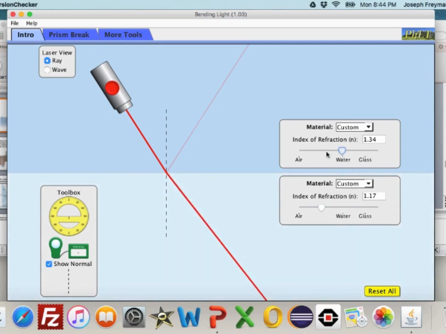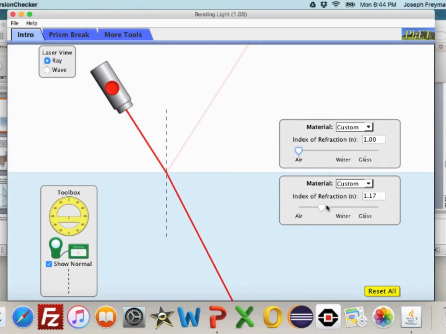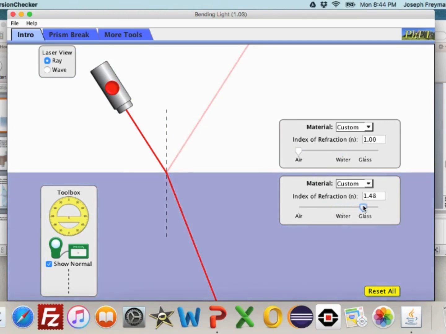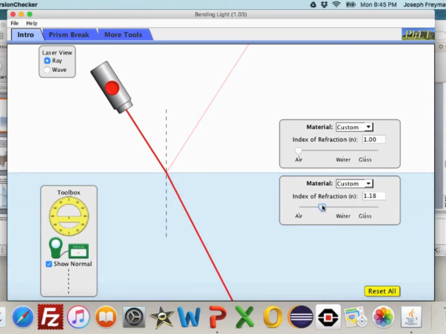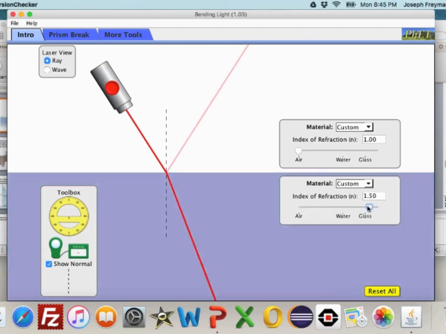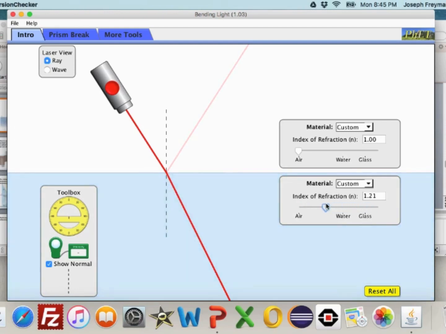And let's make that difference even greater here. And so here you can see that effect even more. Glass is a much slower medium than air, and so it bends much more towards the normal. And then if I decrease that and eventually make it equal, there's no bending at all. But we can see the difference in bending depending on the index of refraction, which is what we already talked about in earlier slides.